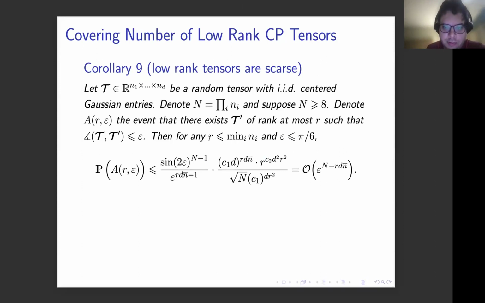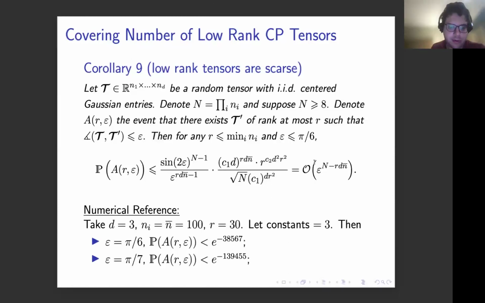This is a result, and I'm reporting this result in the undercomplete case. For any angle less than 30 degrees, the probability is upper bounded by this expression here. What are these when we put in numbers? Let's take third order tensors, 100 by 100 by 100, rank 30. It's undercomplete. All these constants here are at most 3. You can check the details of the proof, so we can set them to be 3 to get an explicit bound.